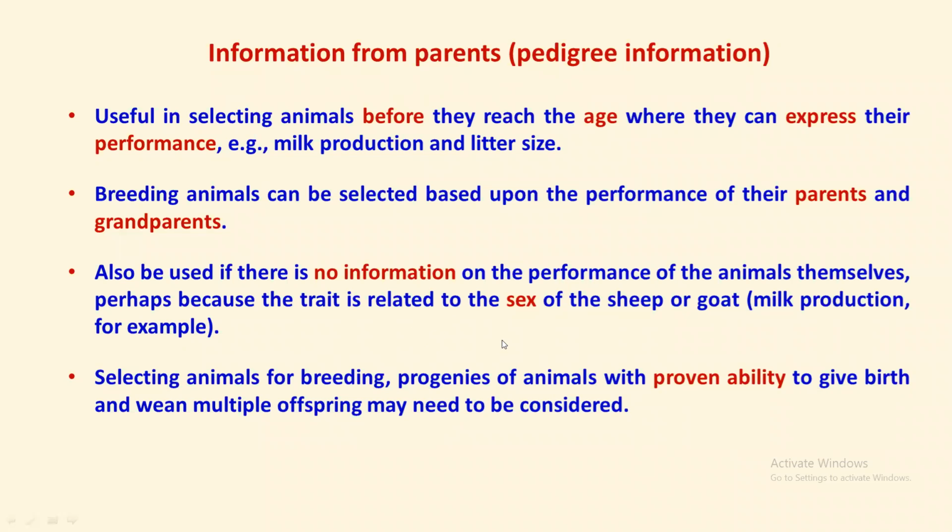And in some cases, when you want to select the animal for a sex limited trait, like if you want to select one buck, one male animal for milk production, what will you do? You cannot get the milk data from the male animal, right? So in that condition, you will record the milk production of the female pedigrees available in the farm, or the female relatives, or the female progenies. Based on their milk production data, you can select that buck for good milk production.